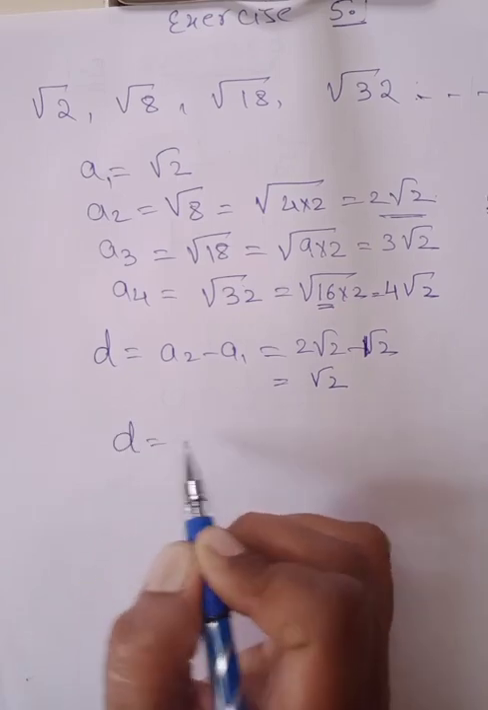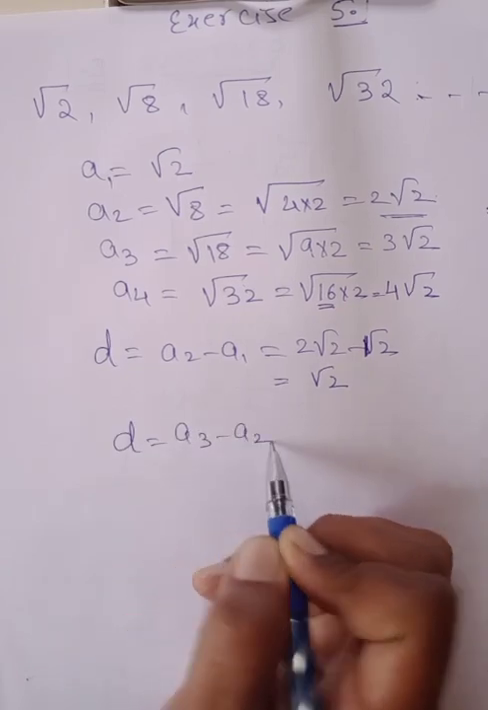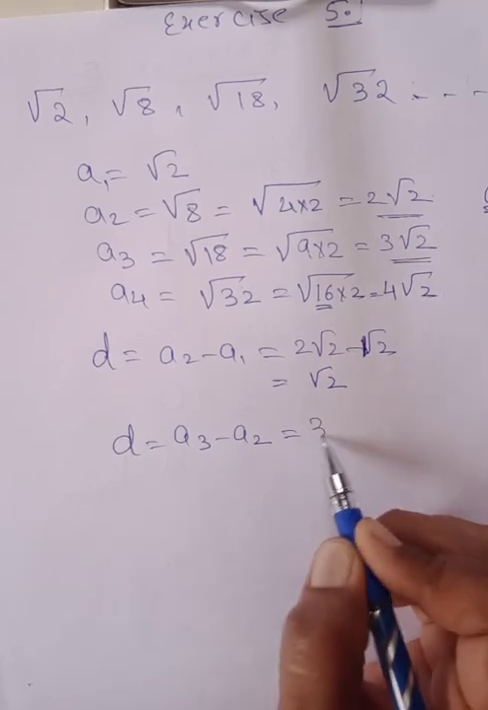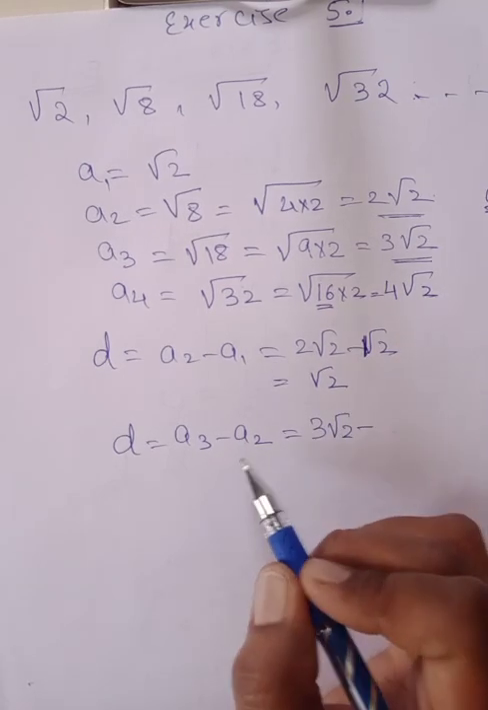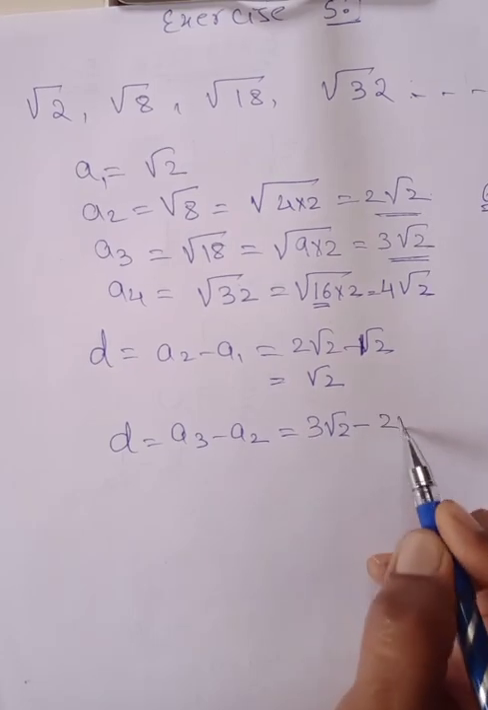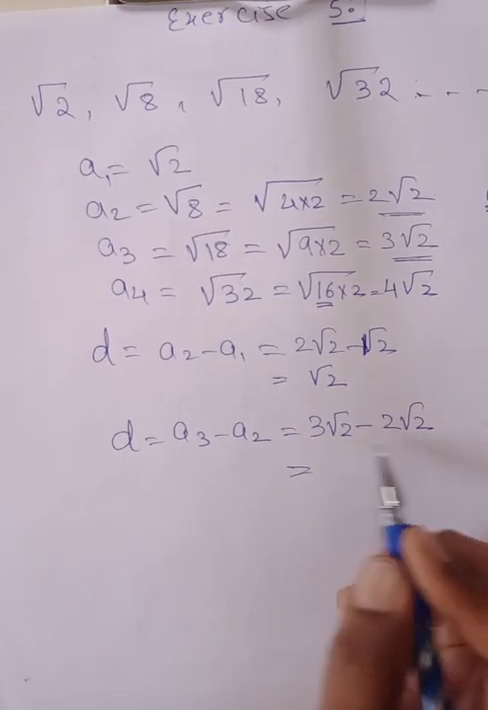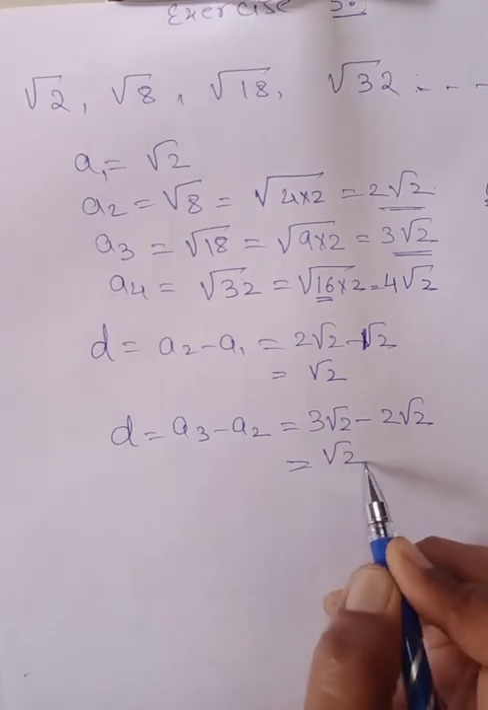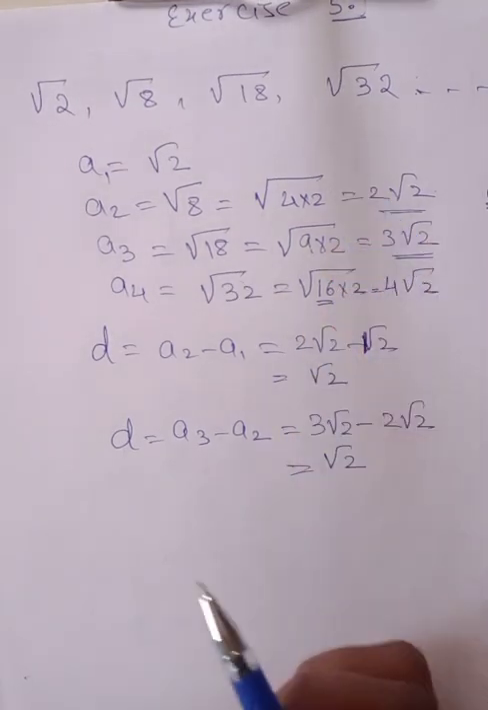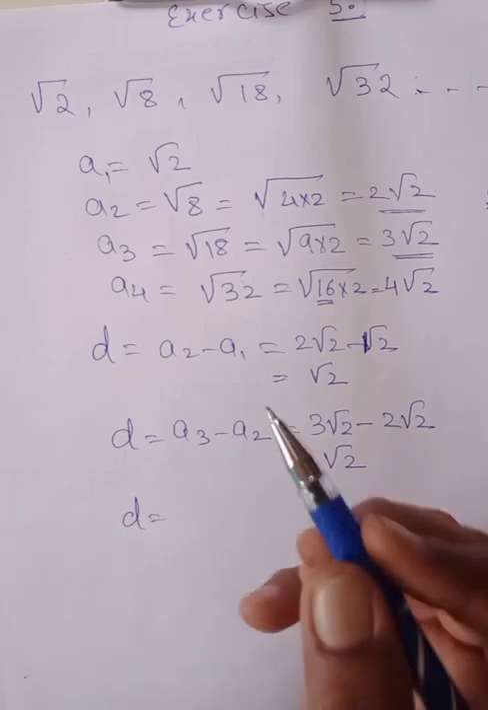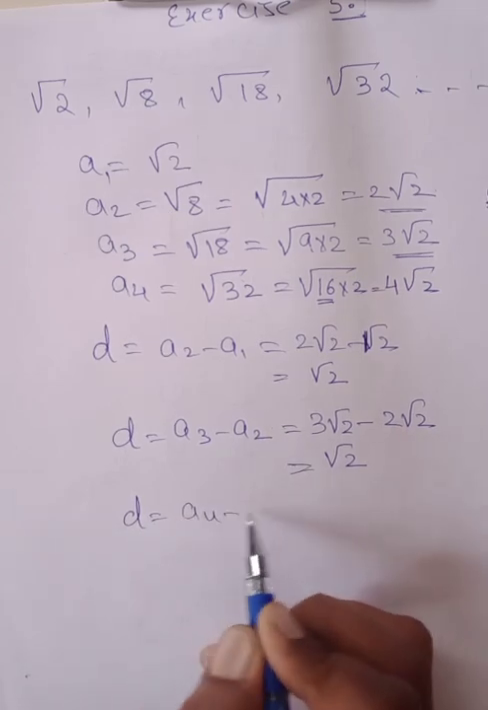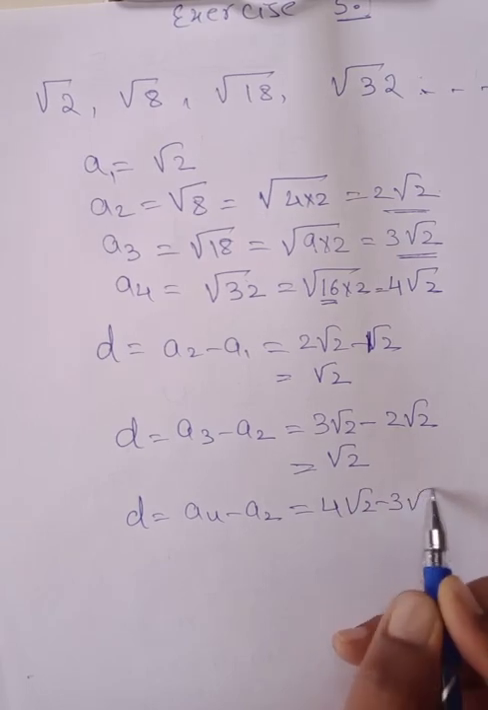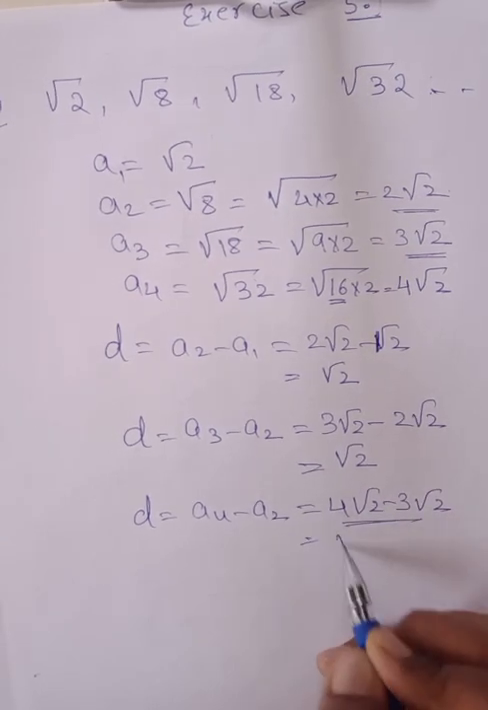Then the second difference between A3 and A2, which is equal to, what is our A3? A3 is 3 root 2 minus A2. A2 is what? 2 root 2. Very simple. 3 root 2 minus 2 root 2 is 1 root 2, or you can write just root 2. Yes, I think you will get the same thing when you go with this one, but I will try to solve that one also. That is A4 minus A3, which is equal to 4 root 2 minus 3 root 2. Very simple. It is once again root 2.